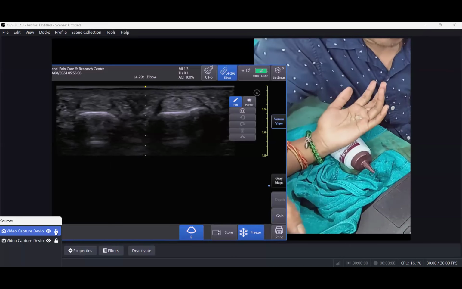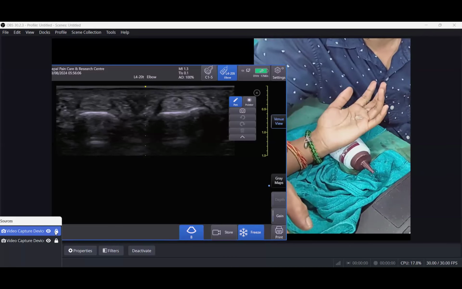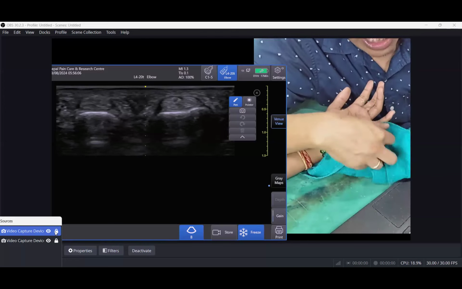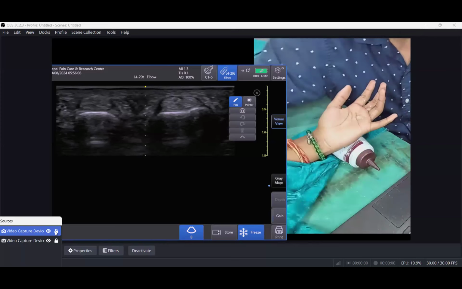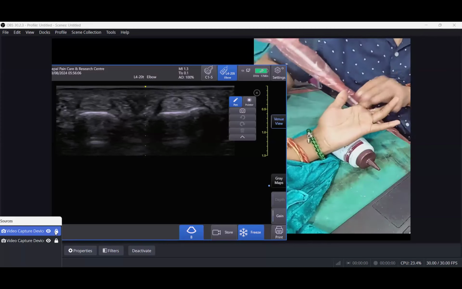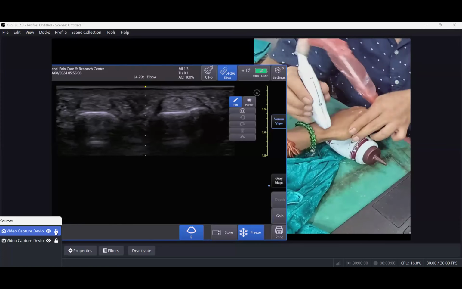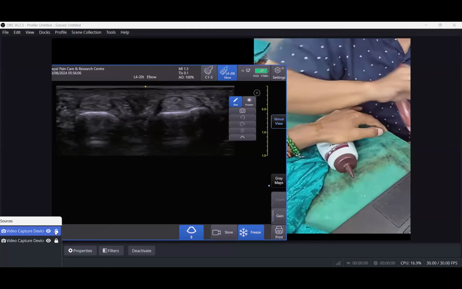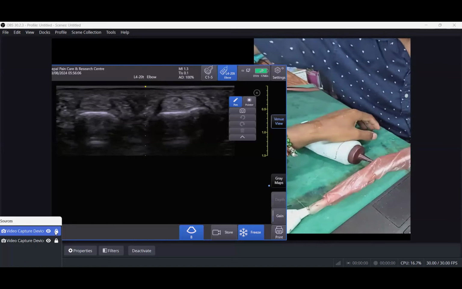Any structure you want me to show? What about the proximal and distal intersection? I'm sorry, I think that is in the advanced class. Oh, okay, so it is in the advanced class. Thank you, sir. Okay. Any other thing you want to see regarding whatever I have demonstrated?